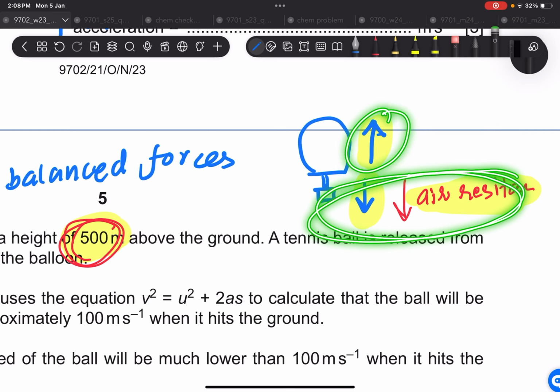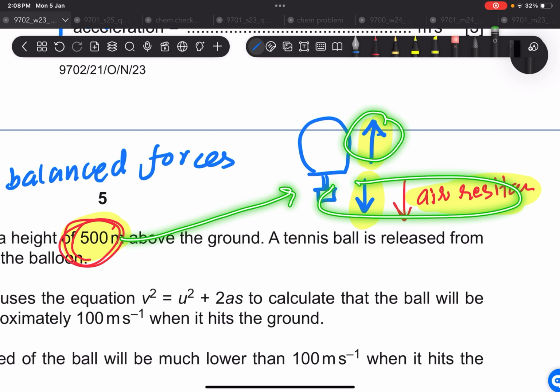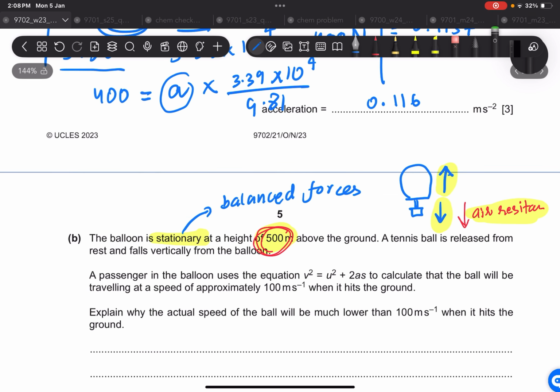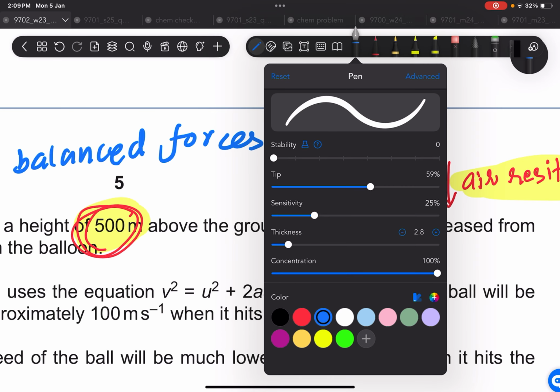समझ आ रहे? व्हाट आर वी डूइंग? क्या हो रहा है? 500 मीटर पे वो दोबारा स्टेशनरी हो गया, मतलब डाउनवर्ड फोर्सेस दोबारा इक्वल हो गई अपवर्ड फोर्सेस की. आई होप यू आर गेटिंग. A tennis ball is then released from rest and falls vertically from the balloon. Okay. अब इस balloon की ground से height है 500 meter.